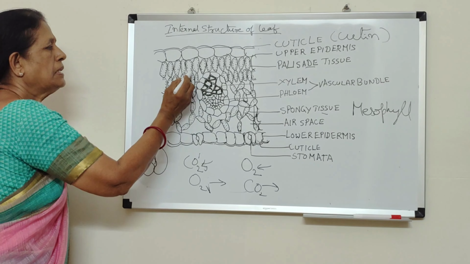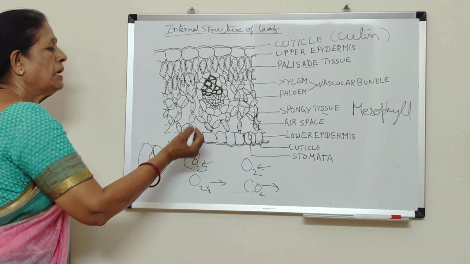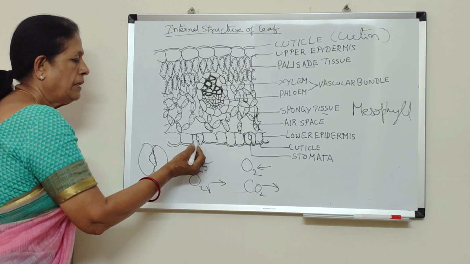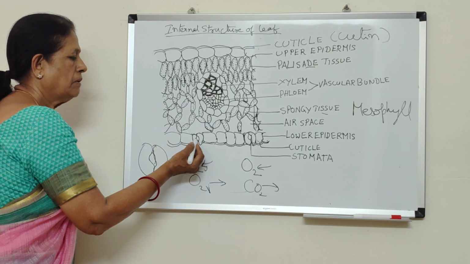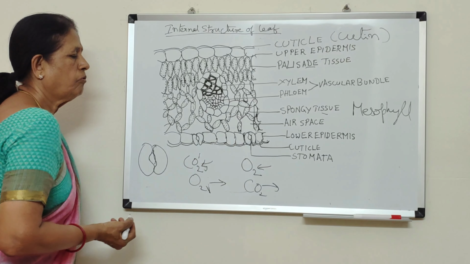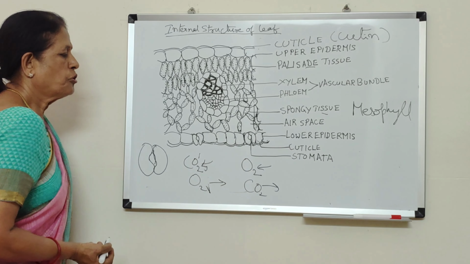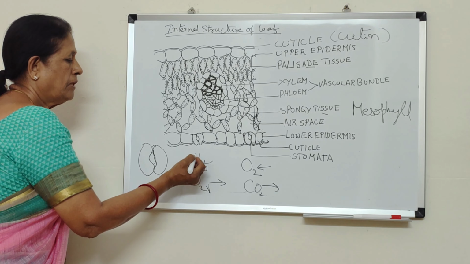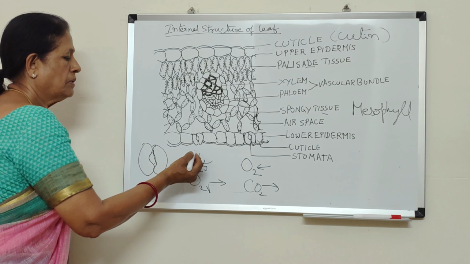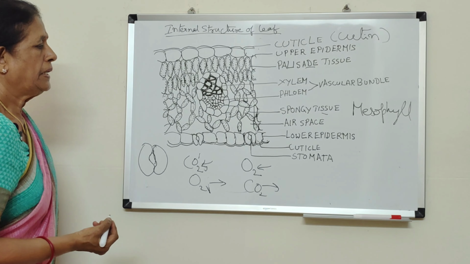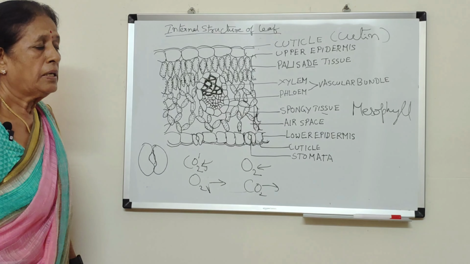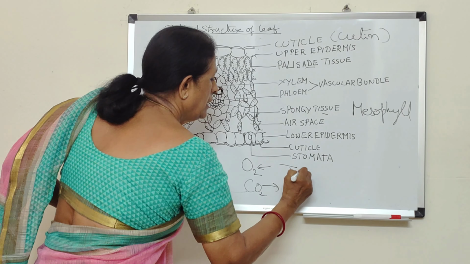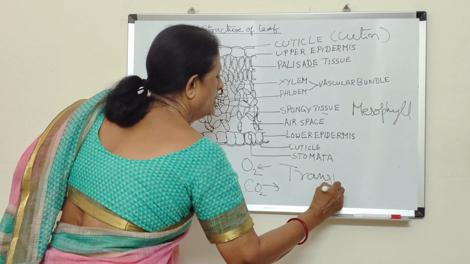You can observe there is less space between one cell and another cell in the palisade, and here there are a lot of air spaces. And then below comes the lower epidermis. Lower epidermis contains a large number of openings, called stomata. Through these stomata, carbon dioxide enters in during photosynthesis and oxygen is liberated out. And through stomata, another process takes place which is called transpiration.